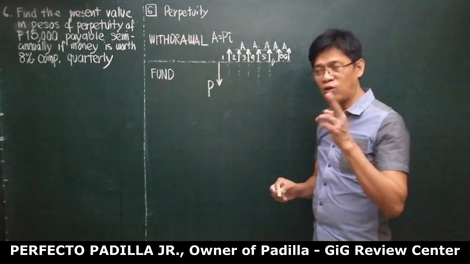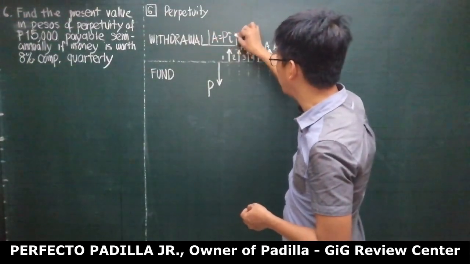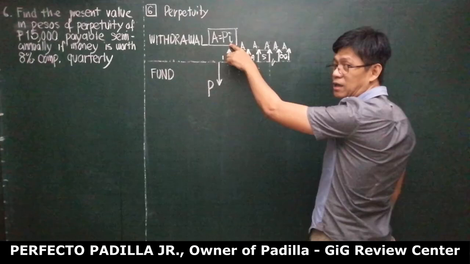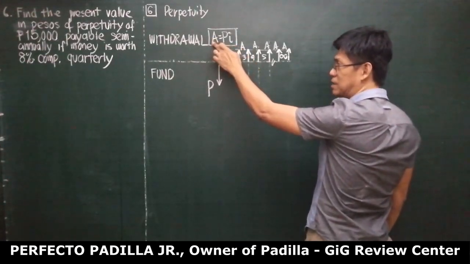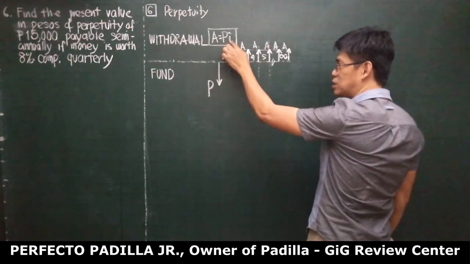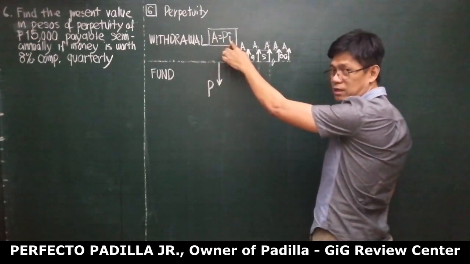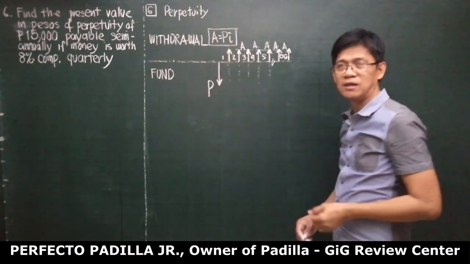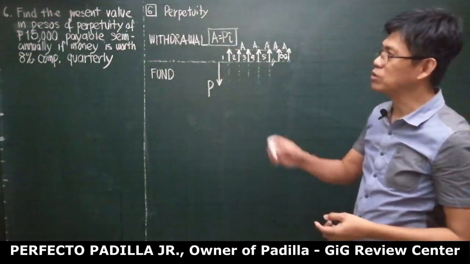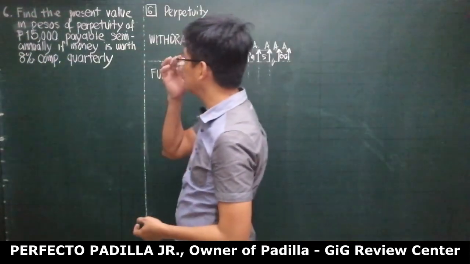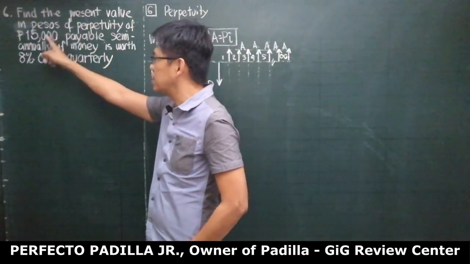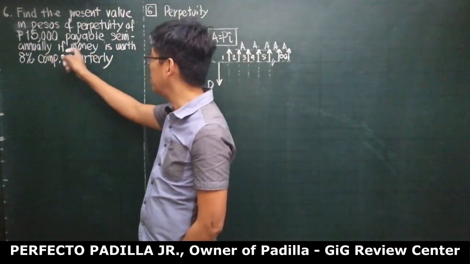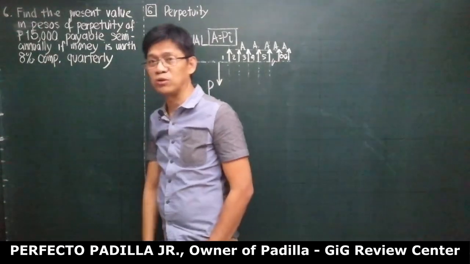Now, the only thing you have to remember in this P formula is that the frequency of A dictates the unit of i. If these are quarterly perpetuities, i must be per quarter compounded quarterly. If these are annual perpetuities, i must be per year compounded yearly. You follow? So what about this problem? Find the present value in pesos of a perpetuity of 15,000 payable semi-annually if money is worth 8% compounded quarterly.